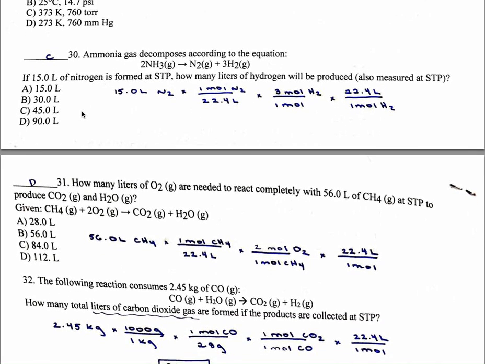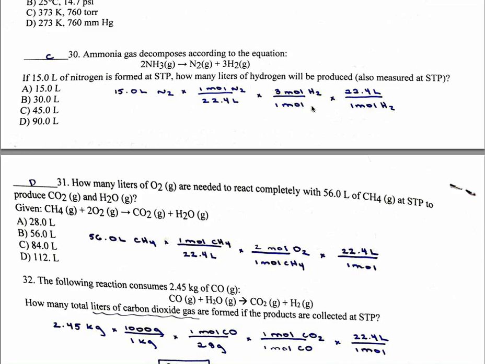Okay. For here, these are slightly harder problems. You got to use your brain. So it tells you you have 15.0 liters of nitrogen. Now, since you're at STP, what you can assume is that 22.4 liters of that gas equals 1 mole. So I start with liters, and I get into moles of it by using the 22.4. I'm now in moles, but I want to get into liters of hydrogen. So I've got to use my mole-to-mole ratio.